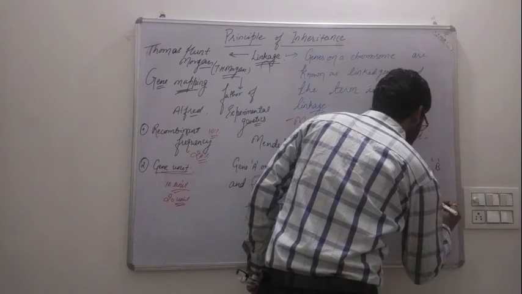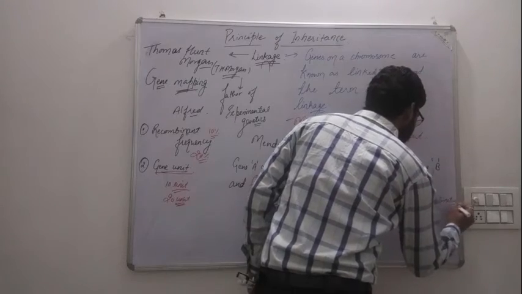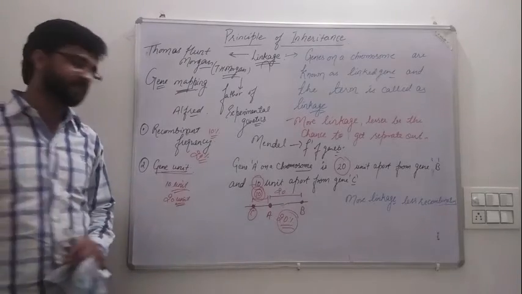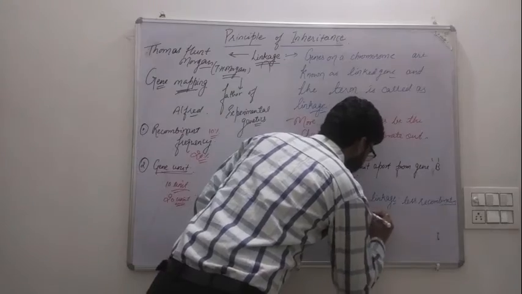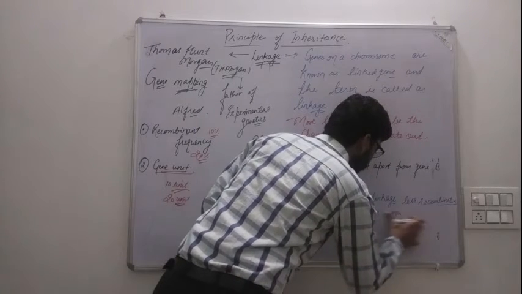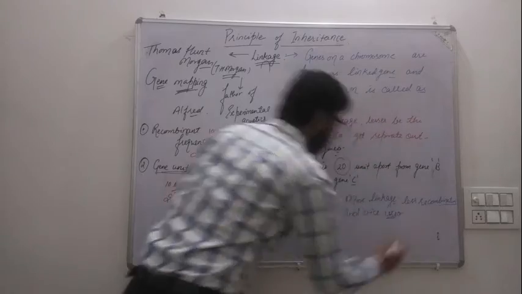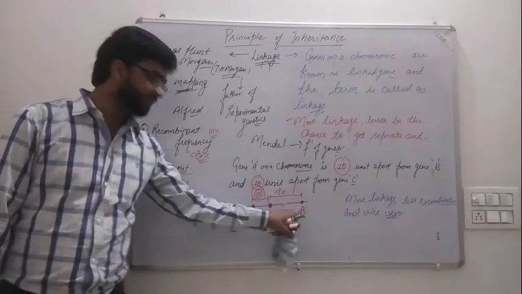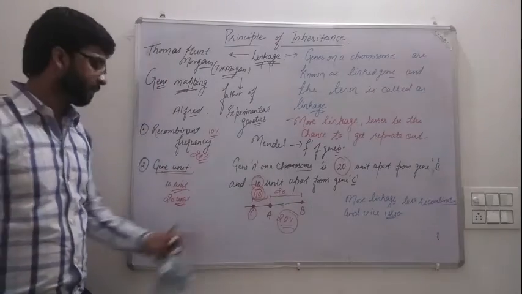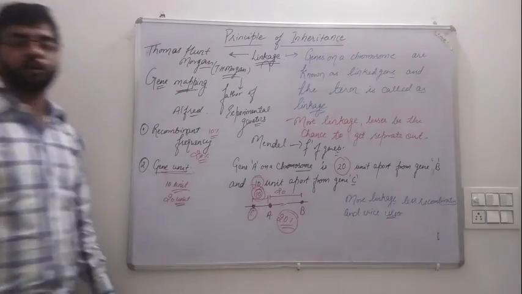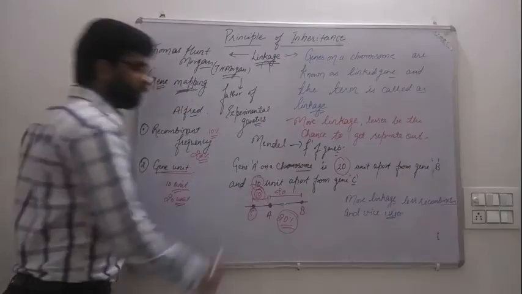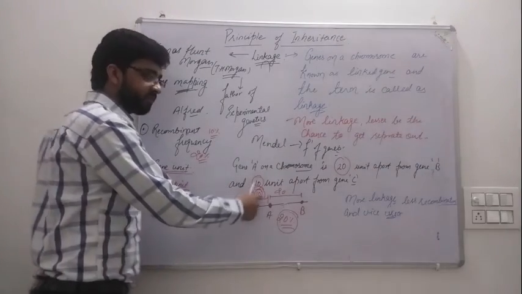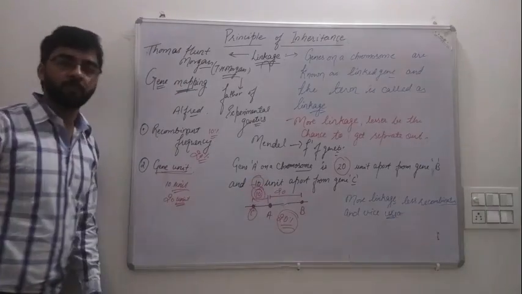More linkage, less recombination. Less recombination means the chance of separation between the two genes on a chromosome is lesser, and vice versa. If the distance between two genes is more, then recombinant frequency is more, and linkage is less. When the recombinant frequency is lesser, the chance of separation between two genes is lesser, and linkage is more.